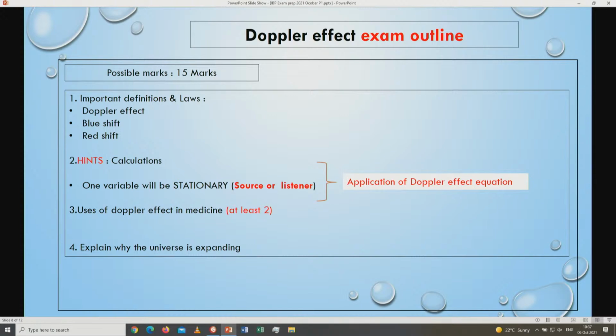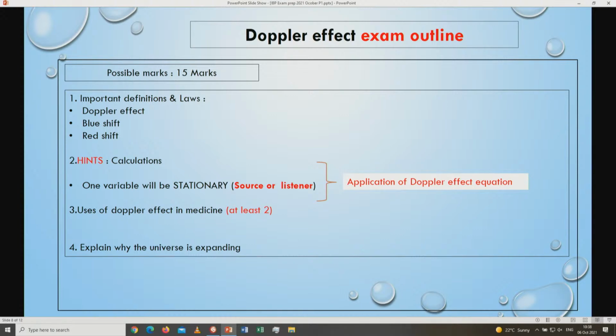The hint that we are working with the Doppler effect is that one variable will be stationary, either the source or the listener. Then we are expected to apply the Doppler effect equation. Very important. History has taught me that we do not struggle much with the Doppler effect, so I'm not going to extend it that much. But the key idea here is if we are able to define Doppler, we will be able to get our achievables thereof.